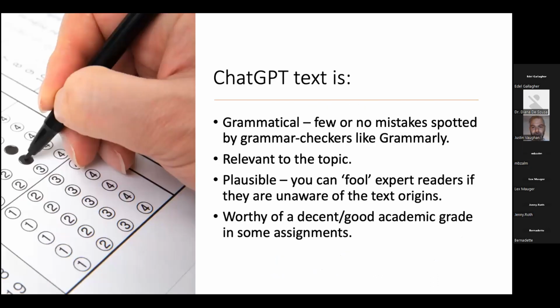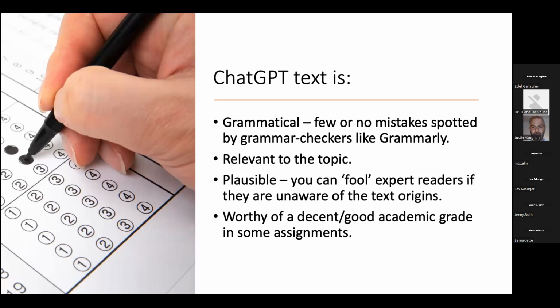Here's a few characteristics of ChatGPT text. First of all, it's grammatical. We've been using it for some weeks now. Grammarly thinks it's wonderful. It doesn't spot mistakes. So it's fluent grammatical English that comes out. It is relevant. It is plausible. We've managed to fool several expert readers by presenting them with text, which was perhaps a workshop plan or something like this. And if they're unaware of the text origins, they are fooled.